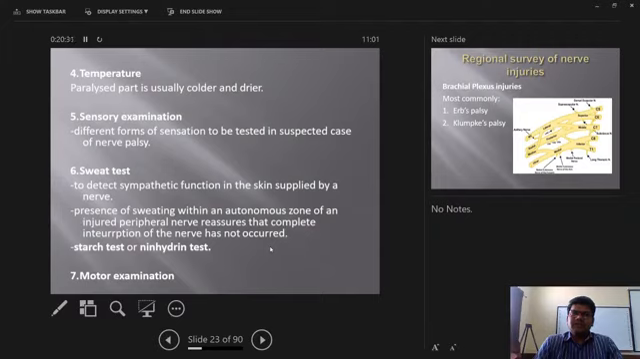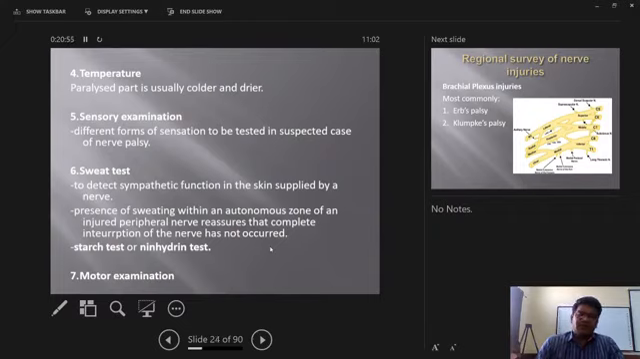Sensory examination: different forms of sensation to be tested in a suspected case of nerve palsy. Sweat test to detect any sympathetic function in the skin supplied by the nerve. Presence of sweating within an autonomous zone of the injured peripheral nerve reassures that complete interruption of the nerve has not occurred, which is called starch test or ninhydrin test.